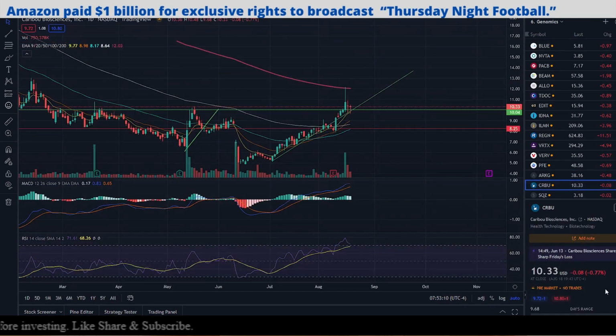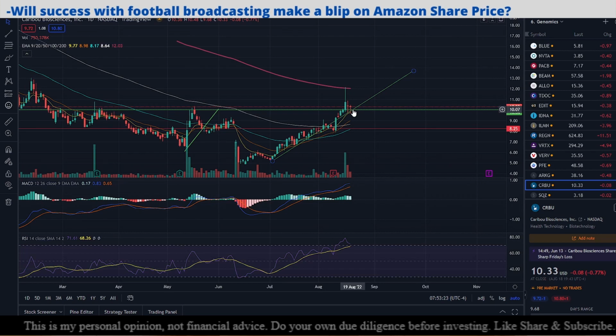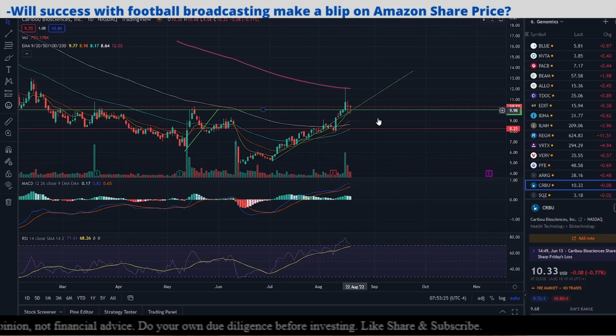Caribou Biosciences is down minus 0.77% as of yesterday. No trades pre-market today. Very, very strong support at 10.07. So I'm thinking that the worst case scenario for Caribou Biosciences is 10.07 today.